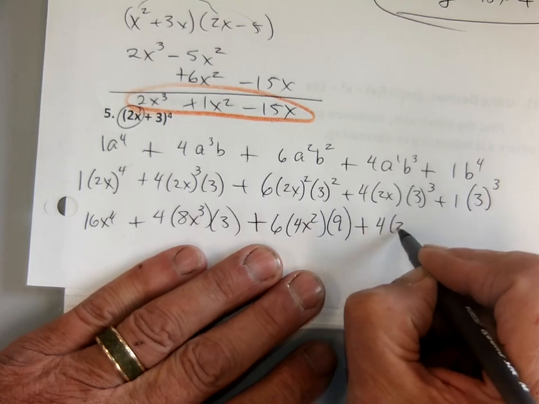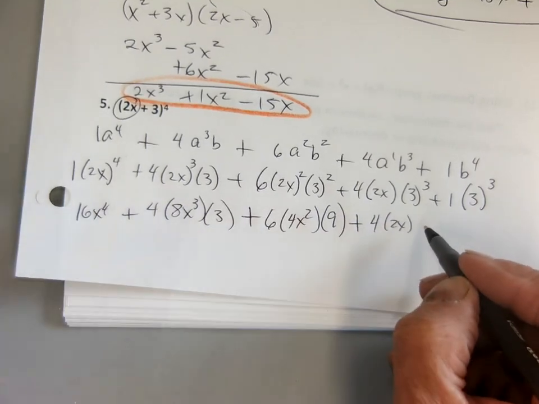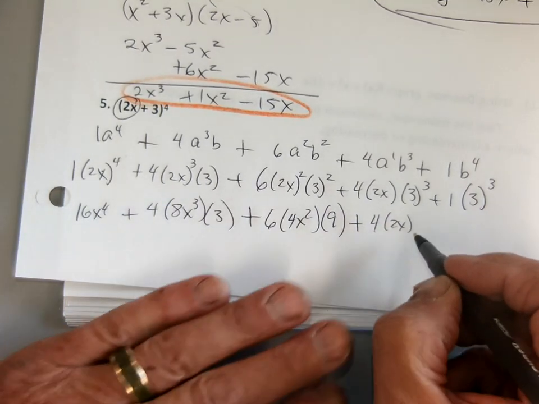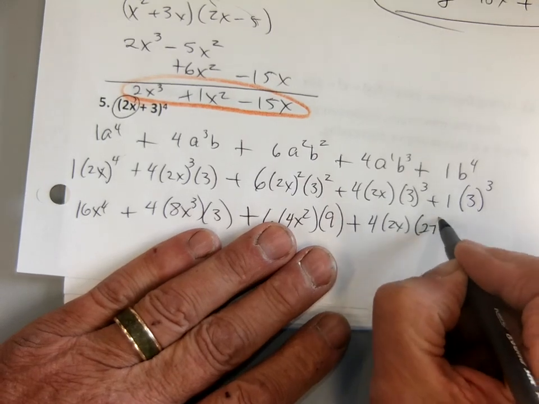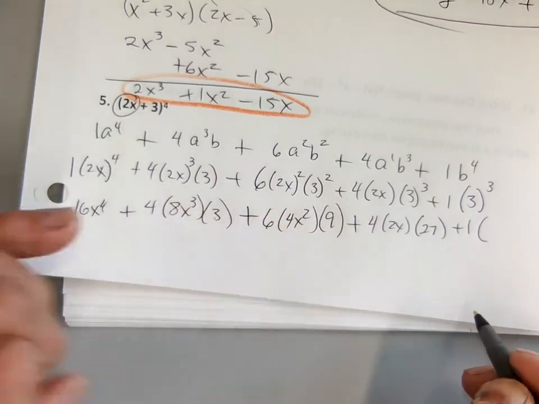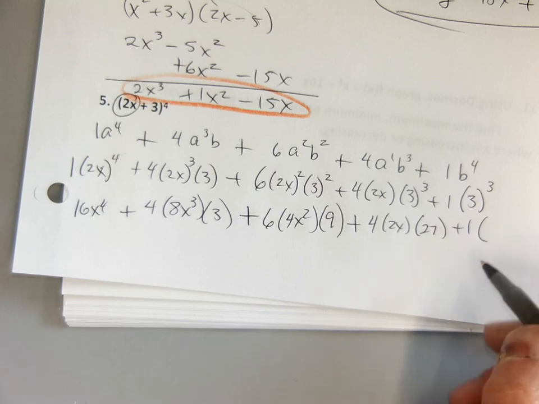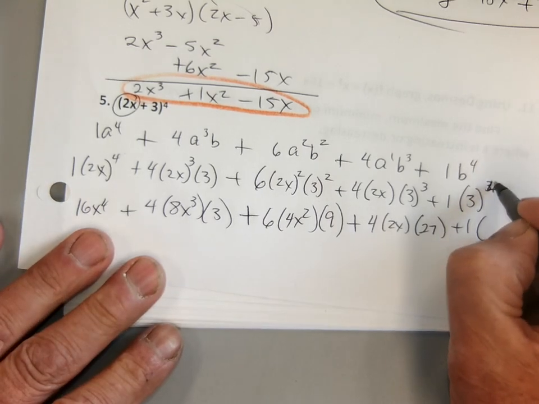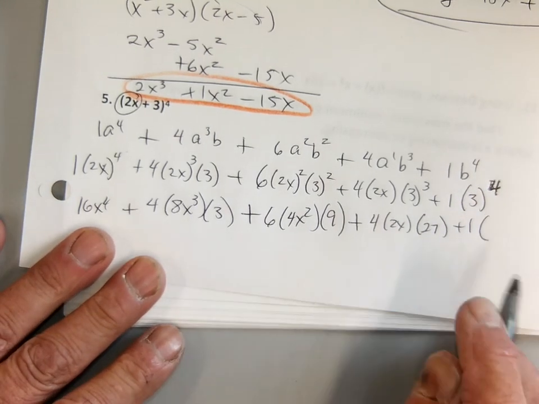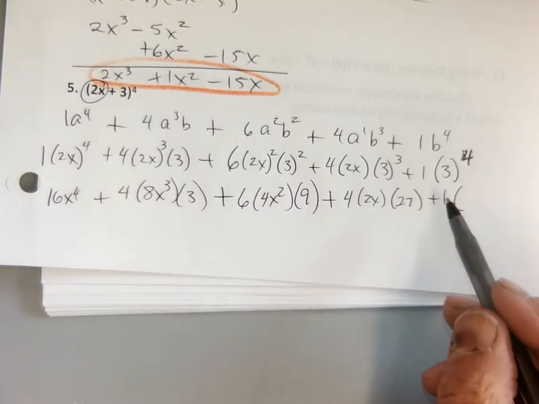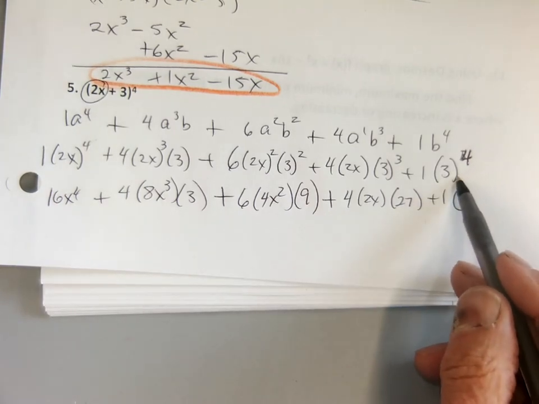4 times a 2x times a, well, 3 times 3 times 3 is 27. Plus 1 times, let's see, 3, oh, I made a mistake. Whew. All right, because that was 4, right? I almost made a mistake. 3 times 3 times 3 times 3 is 81. It really is.